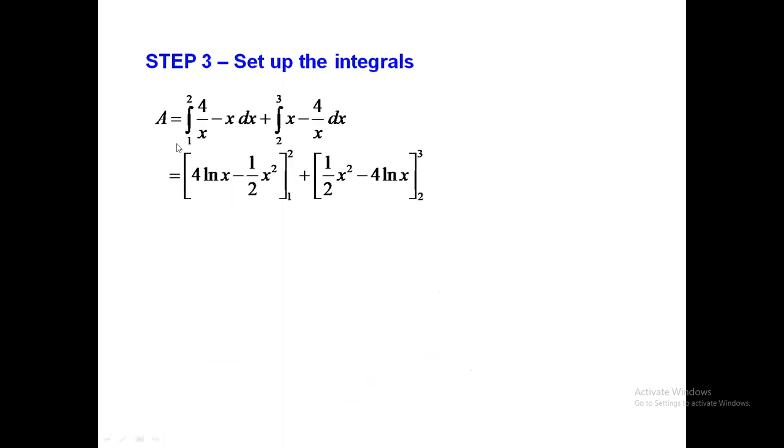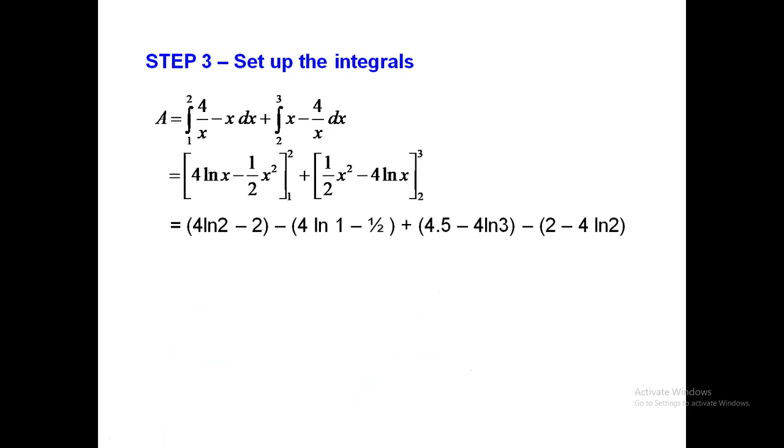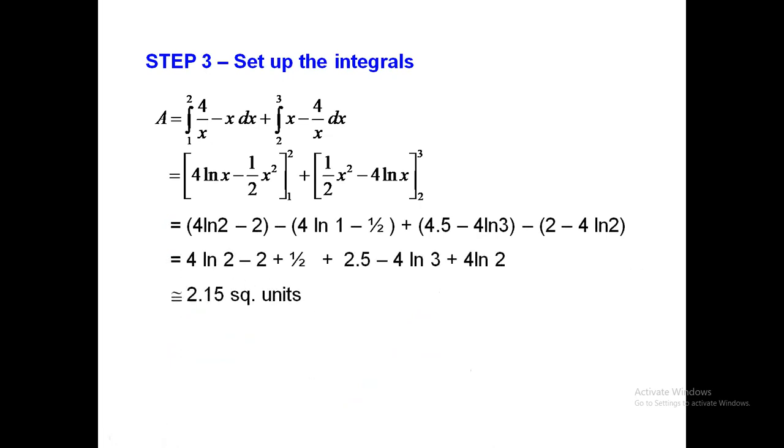So if you evaluate, you will have ln's now, and you'll have the power rule. Nothing to worry about, I know you know how to do that. So you'll have here your answers, and the area of the two shaded regions is 2.15 square units. Okay, so you have two areas to determine.